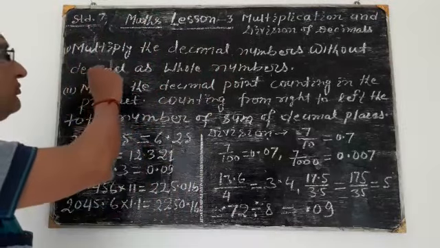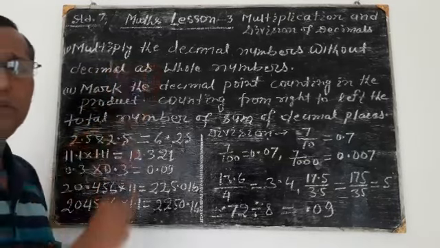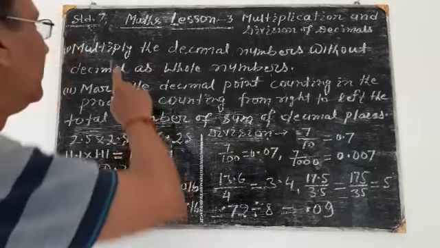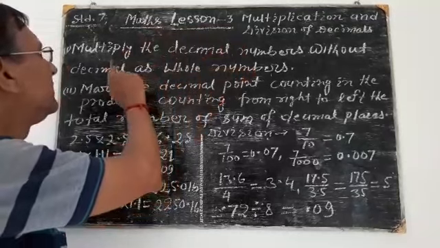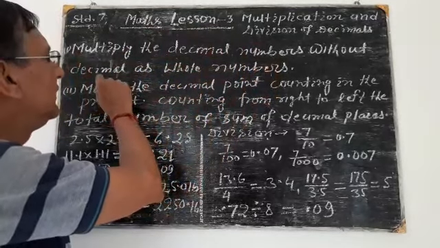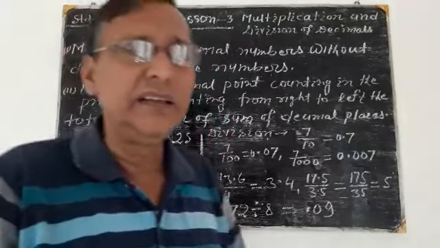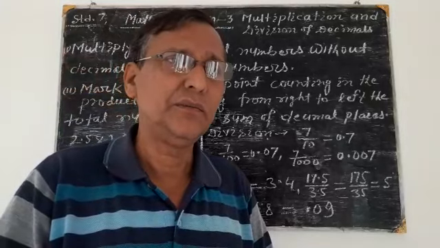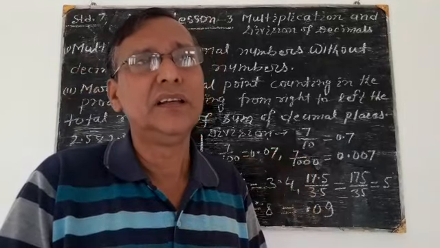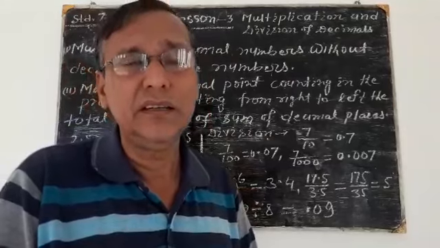We have already learned in our previous classes how to multiply numbers. In case of decimals, multiply the decimal numbers without the decimal point, as whole numbers. As you were multiplying in the earlier classes, in the same way you have to multiply the numbers. But inserting the decimals is the main point.